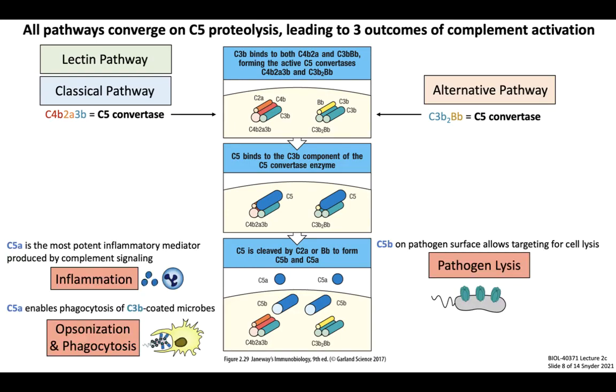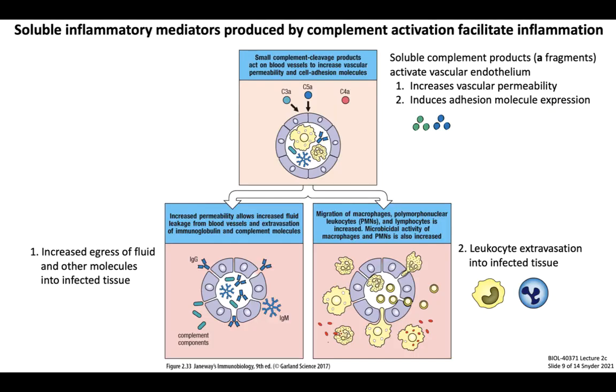This processing of C5 is critical for the three main outputs of complement signaling. C5a is the most potent soluble inflammatory signal produced by complement and is essential for the inflammation induced by complement. C5a is also required for the phagocytosis of C3b-coated microbes, which is related to the opsonization and phagocytosis outcome. Lastly, C5b, attached to the pathogen surface, enables these cells to be targeted for pore formation and subsequent lysis, which kills the pathogen. So we'll next discuss how complement signaling achieves these three primary outcomes in greater detail.